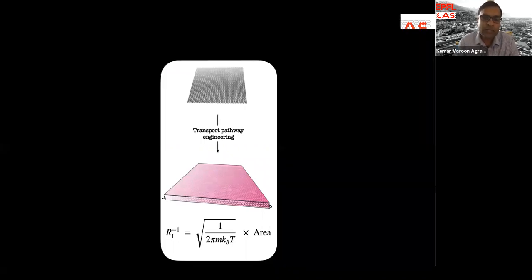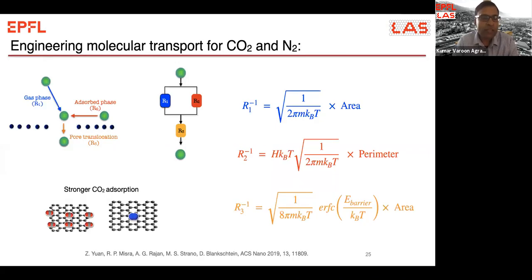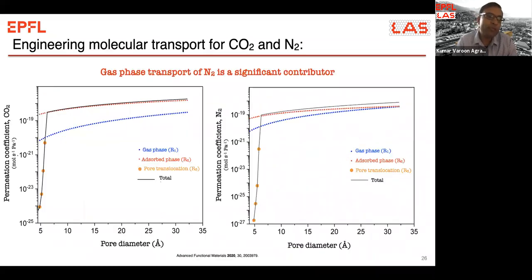So one of the things that we realized in CO2 and nitrogen separation is that we can use the fact that CO2 adsorbs much more strongly onto the surface compared to nitrogen, right? So we were looking at modeling the gas transport of CO2. What we do is we essentially make several pores, and we look at what happens to the transmission coefficient of CO2 through the pores, right?